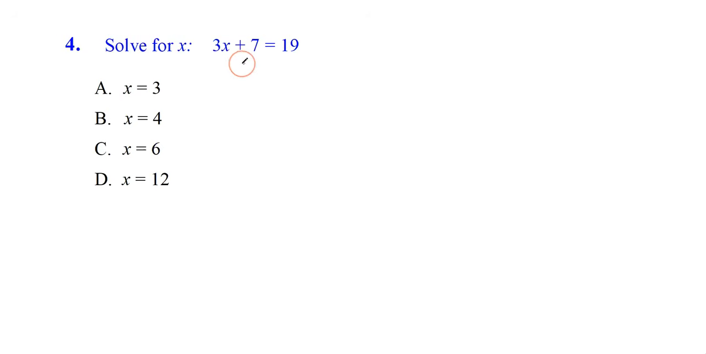Question 4, solve for x. So we have some values for x. I'm going to rewrite the equation here. I'm going to show you how I deal with this. I'm going to put a times sign here. It's not showing. Really what's going on is I'm looking for some number that when I multiply it by 3 and add 7, I get 19. So which one of these numbers would work? This is how I'm going to do it at first, and I'll show you another way if you want.